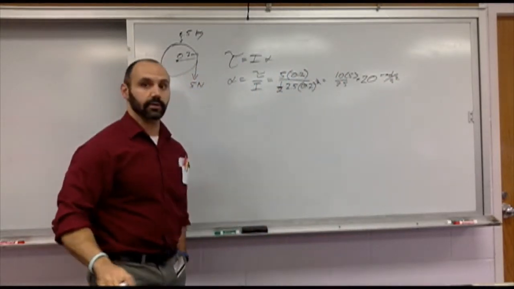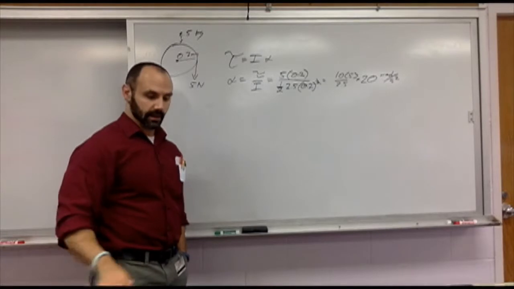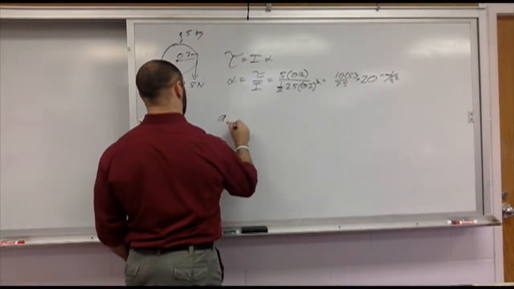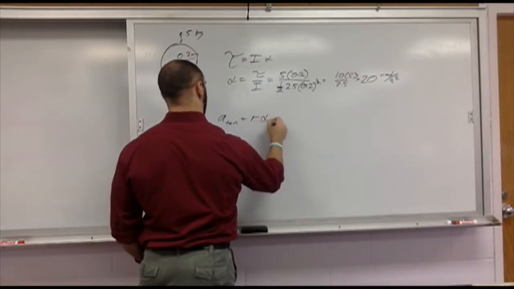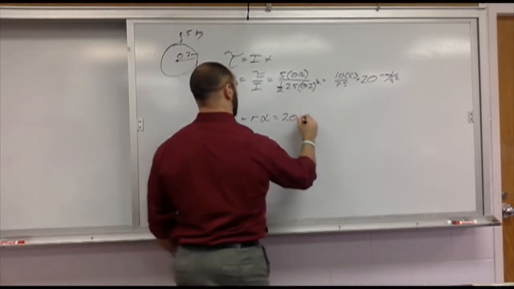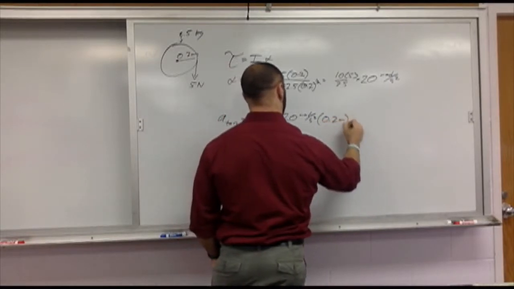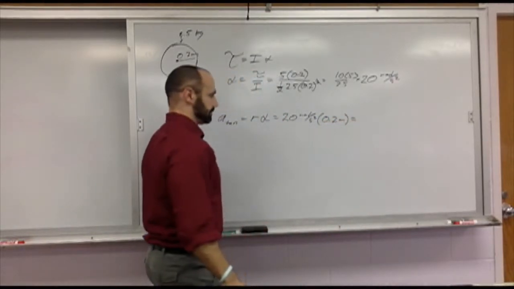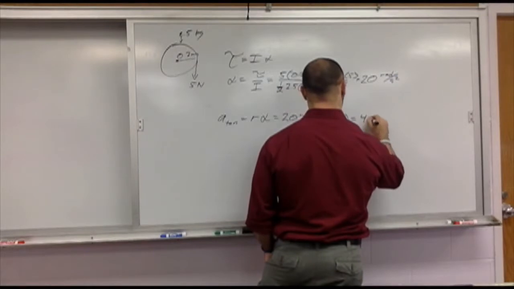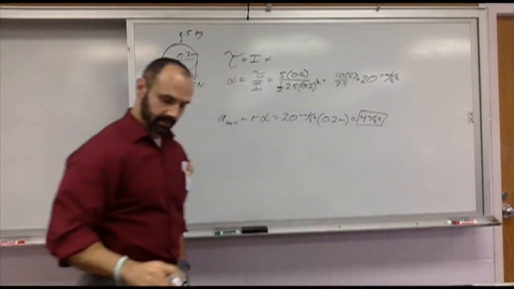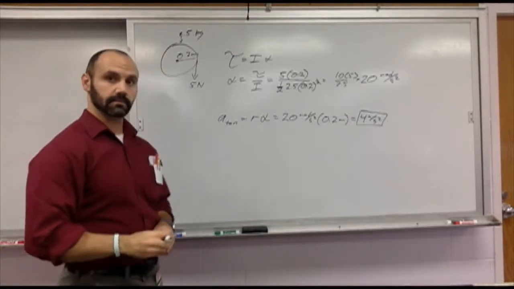Okay, now we want to know the tangential acceleration at a point on the rim. This should be pretty simple, right? Because a tangential is just r alpha. So we take 20 radians per second squared and multiply it by 0.2 meters, and that gives us what, 4 meters per second squared. Yeah, that's right.